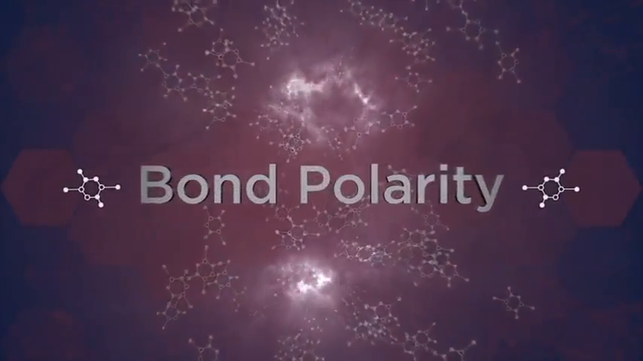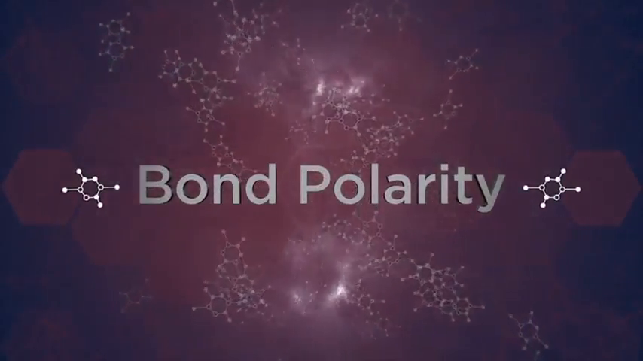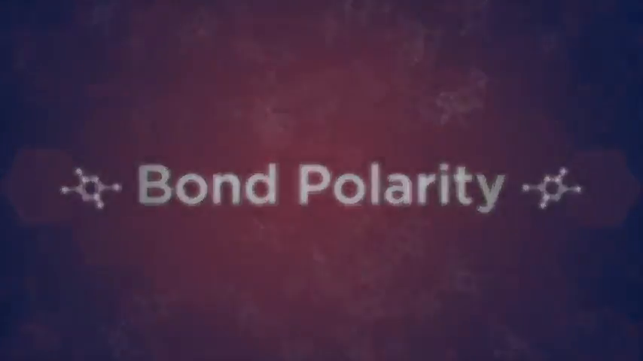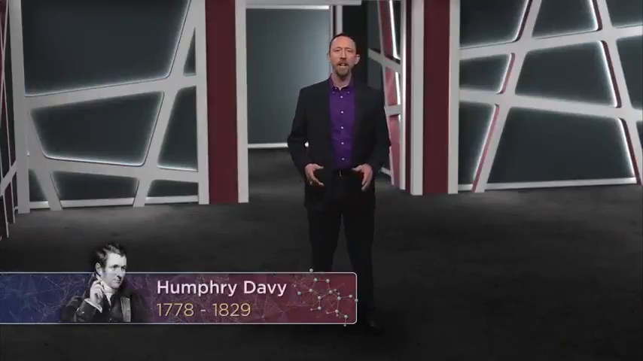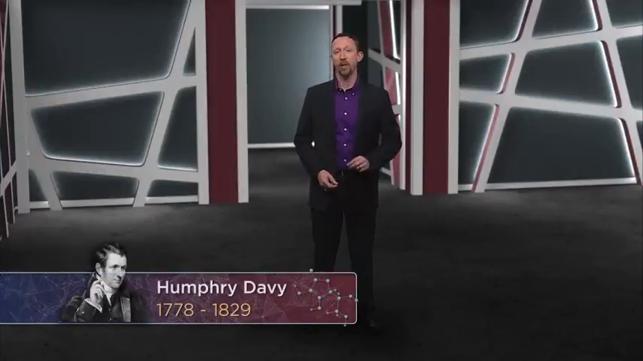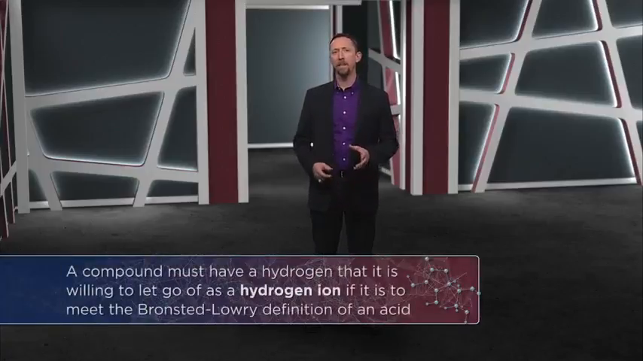Let's get started. It stands to reason that the first stop on our discussion of how easily acids dissociate is to consider just how stable an acid molecule is. Humphrey Davy got us started on this by correctly identifying hydrogen as the critical element for acidity. A compound must have a hydrogen that it's willing to let go of as a hydrogen ion if it's to meet the Bronsted-Lowry definition of an acid.